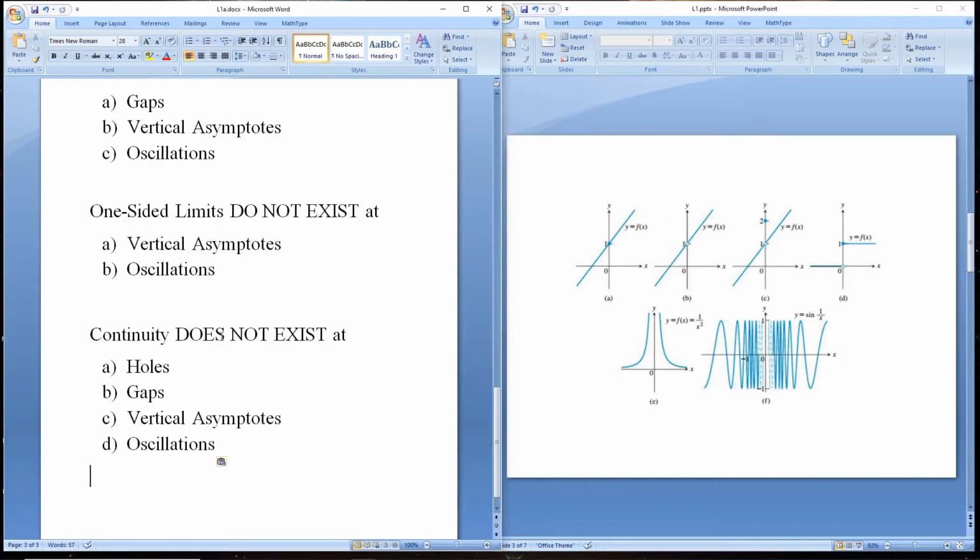Continuity does not exist at vertical asymptotes. And this is because the function does not exist at a vertical asymptote. And continuity does also fail for the infinite oscillations, as the function does not exist in this case at 0, and nor does the two-sided limit.